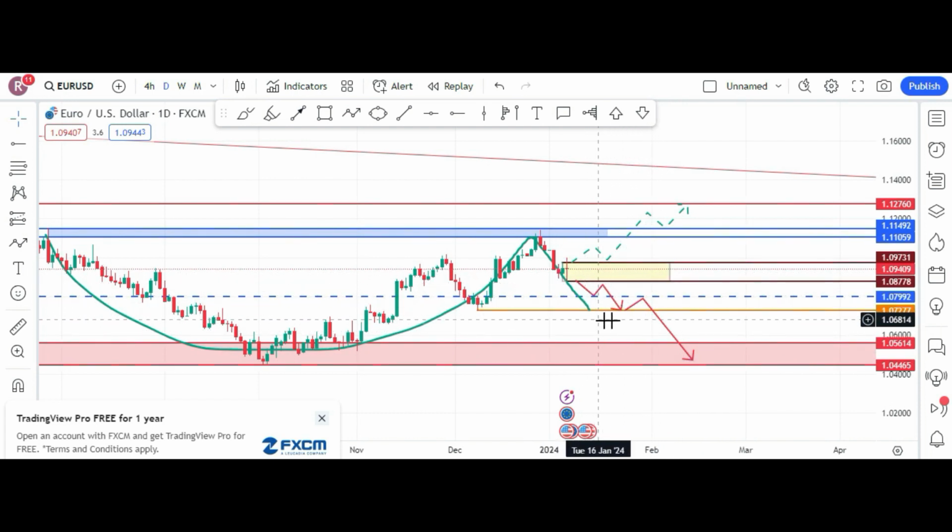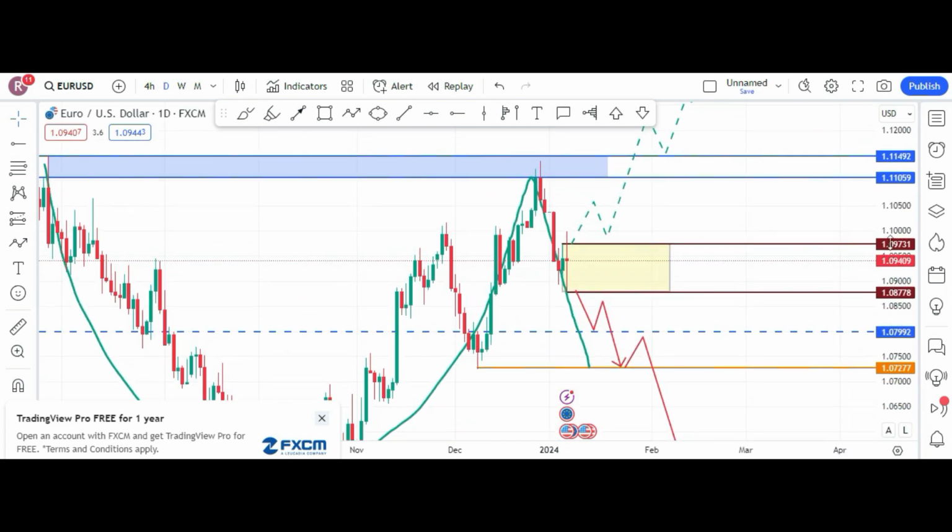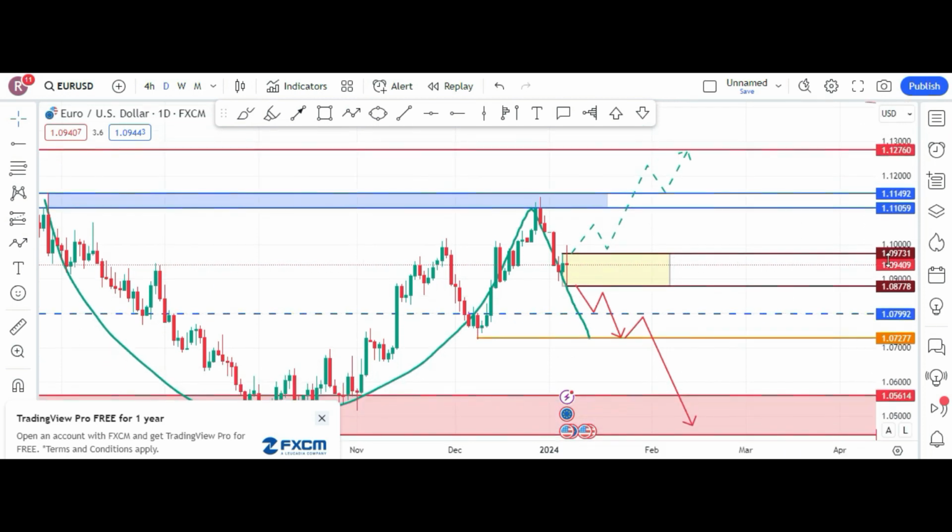So let's wait for 1.0727. This area is very vital for us. Both 1.0799 to 1.0727, this is 80 pips. There are 80 pips in this margin. But this 50% fulfills the cup and handle. So if you guys want the entry, let me write the entry for you guys.